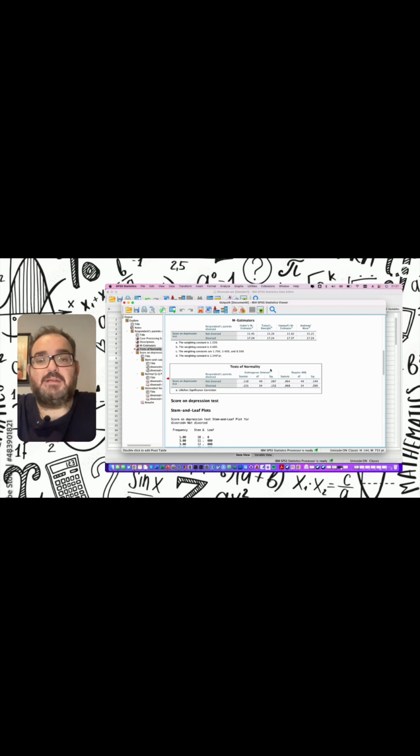In the output we get a lot of information, but we only care about the test of normality table, which has two tests of normality. One is the Kolmogorov-Smirnov test, and the second one is the Shapiro-Wilk test. As you can see, both tests use the Sig column, the significance column, which is the p-values. In both tests, the p-values are higher than 0.05, so the null hypothesis of normality is not violated, so we assume that our variables follow a normal distribution. For this reason, we are ready to perform an independent sample t-test.